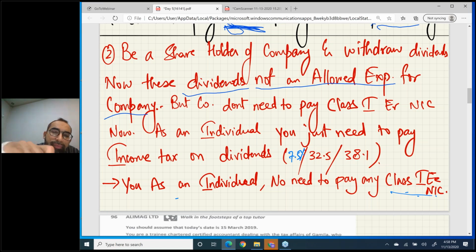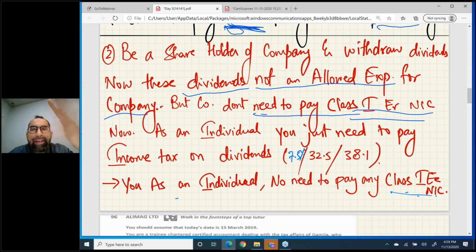But the company doesn't need to pay class 1 employer NIC, as you are no more an employee, you are just a shareholder. So no more NICs, not on the company's part, not on you, because neither your company is an employer nor you are an employee. So no more NICs here.